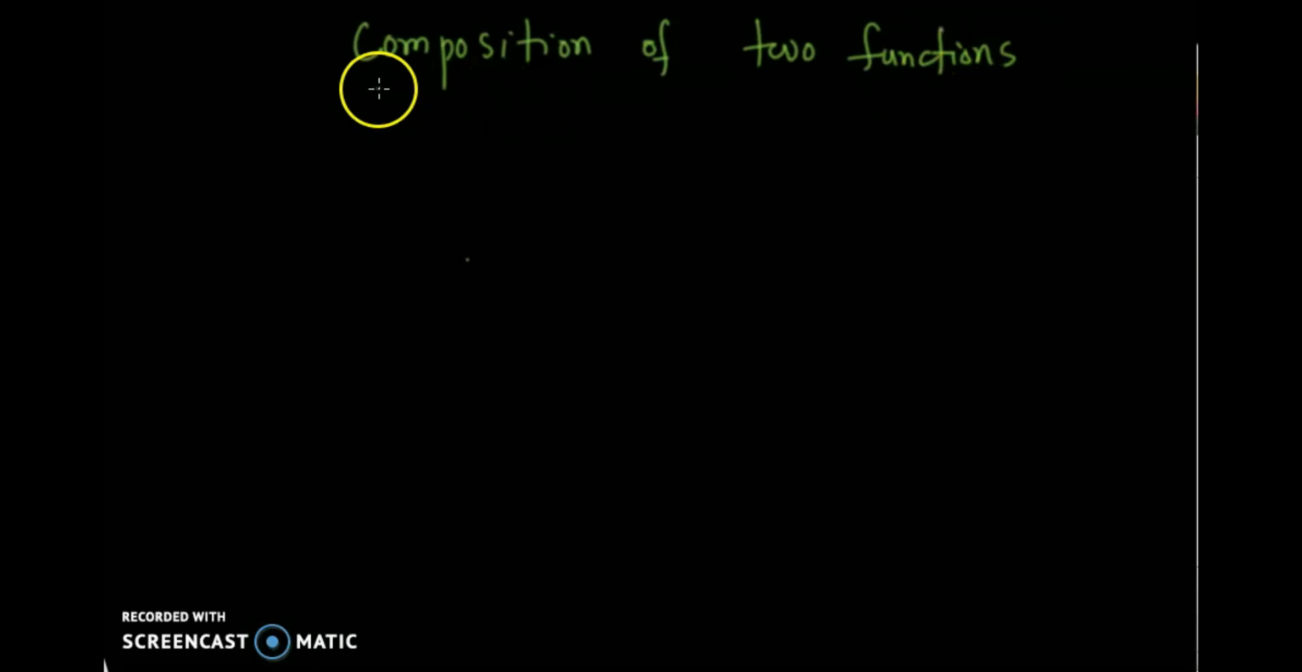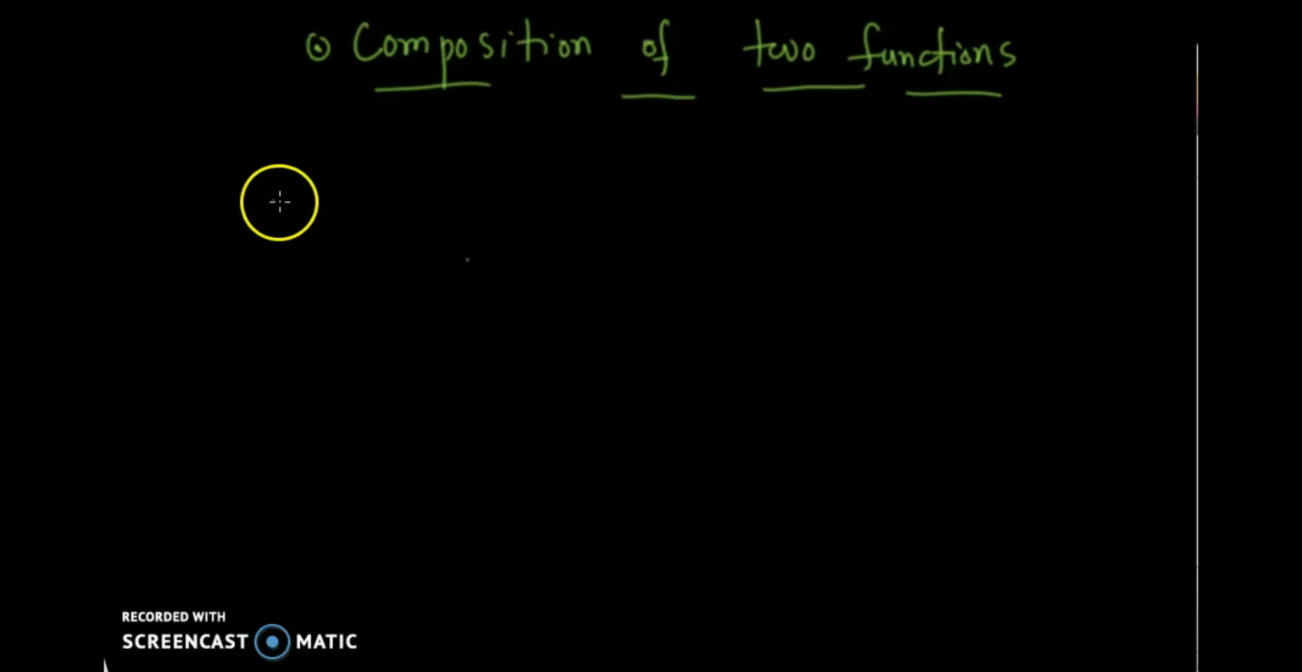So this is what we call composition of two functions. First we will see a rough idea, and then we will define officially what we mean by that. Let's start talking about it.